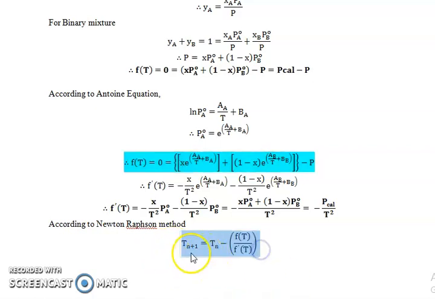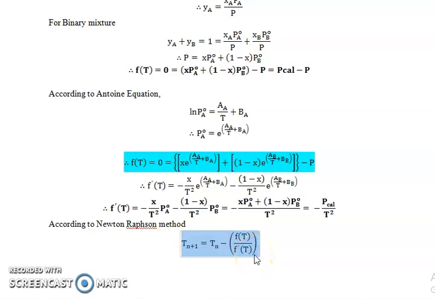So the next temperature value will be calculated from the earlier temperature value and these two functions, that is function f(x), or earlier it would be considered as f(x) and f'(x). Here the function consists of the temperature value, so we have converted it into the temperature format. So we have seen the equation Xn+1 = Xn - f(x)/f'(x).